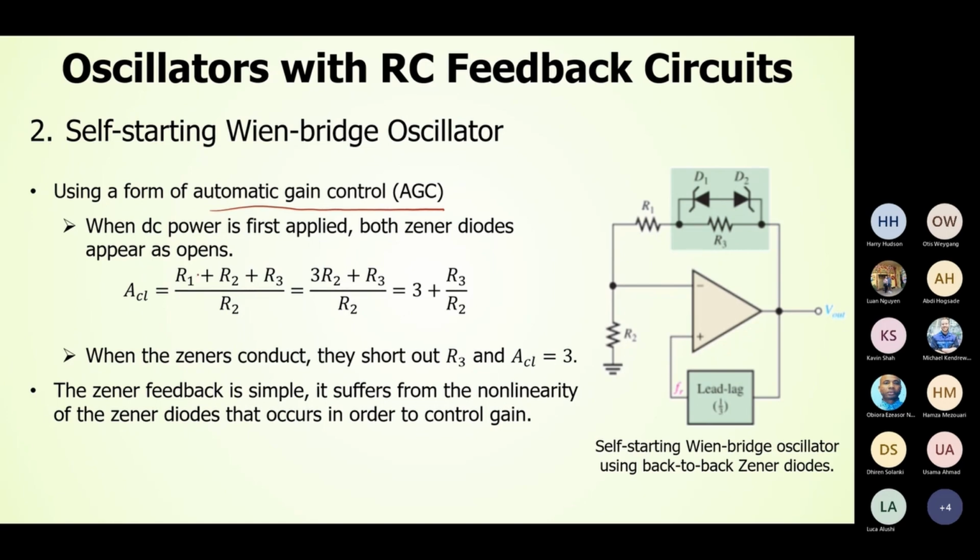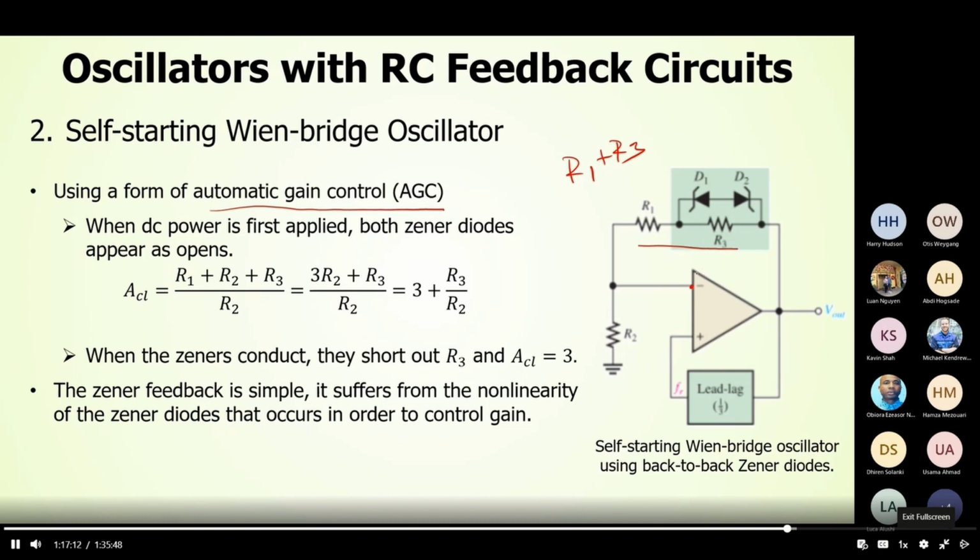So when you apply the DC power for the first time, both Zener diodes, you see this Zener diode, will be turned off. Once the Zener diode is turned off, then what will happen? The equivalent resistance is R1 plus R3. And then you can find the value here using this formula.